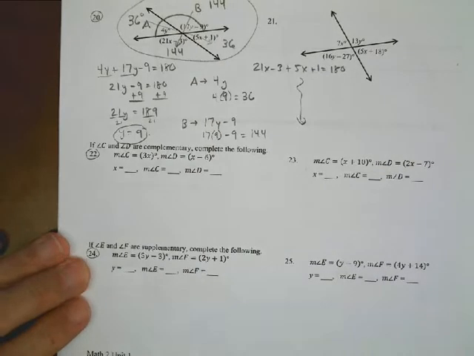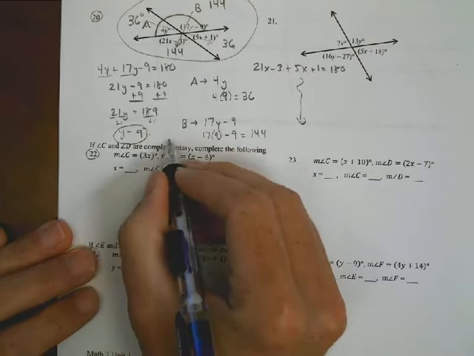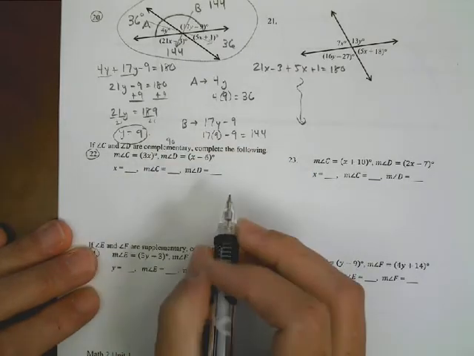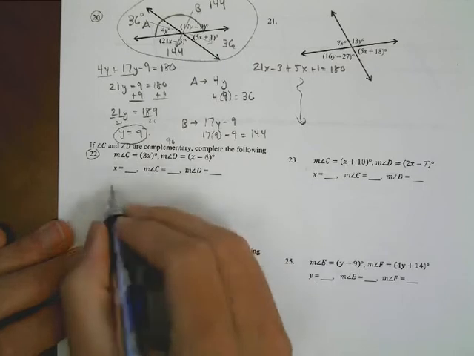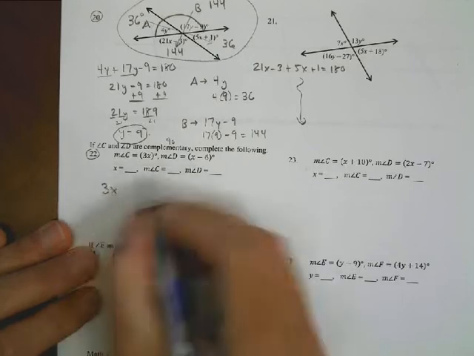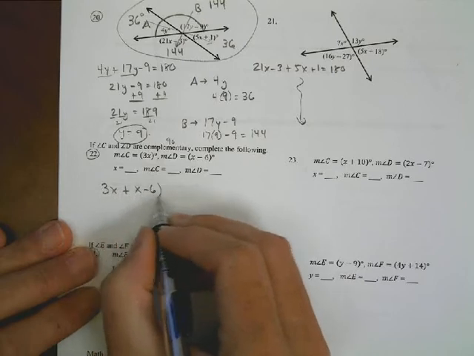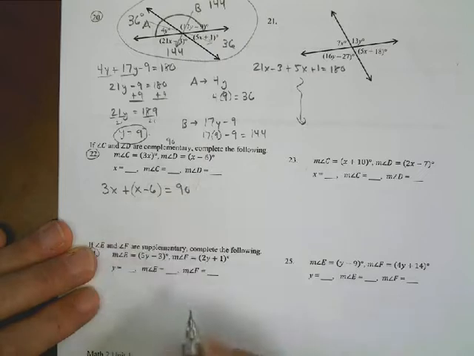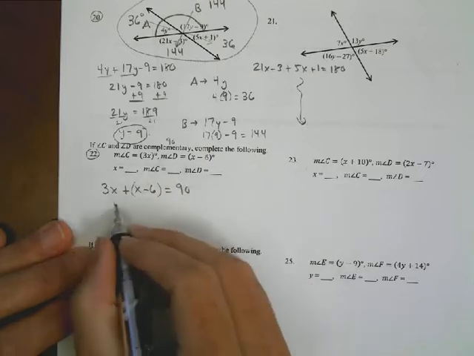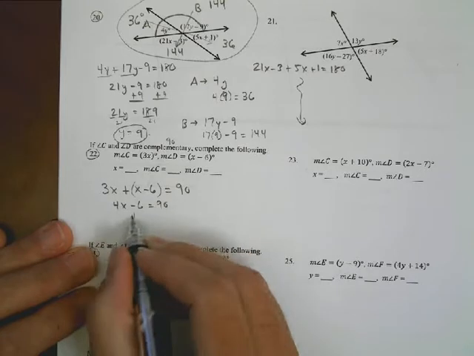Number 22. A couple more here to do before we wrap up today. It says C and D are complementary, which means they are 90-degree angles combined. Complete the following. So measurement of angle C, 3x, and D, so we're going to add x minus 6, is going to equal 90 degrees because they're complementary. Combine our like terms and we have 4x minus 6 equals 90.